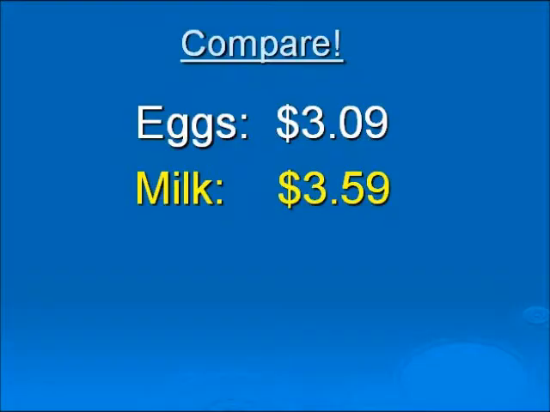Let's compare. We have eggs, $3.09. Milk was $3.59. Remember, first, write your numbers, lining up the places. Start at the left and compare. They both have a 3 in the ones place, so let's move over to the tenths place. Eggs has a 0 in the tenths place. Milk has a 5. 5 is greater than 0, so milk had a greater price. $3.59 is greater than $3.09.